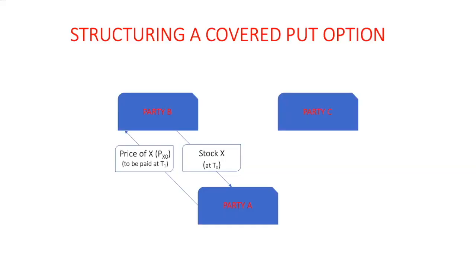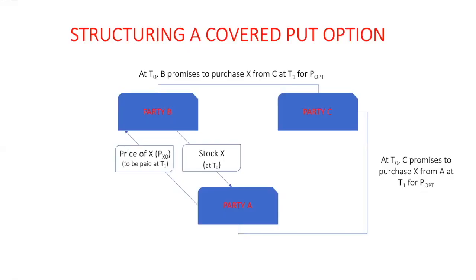So once this has taken place, party C comes into the picture. At T naught, after this first deferred payment sale between party A and party B has taken place, party B promises to purchase X from party C, which is independent of parties A and B, at T1 on a future date for a price, we call it P opt. So this is promissory arrangement 1. At the same time, C promises to purchase X from A at T1 for P opt.